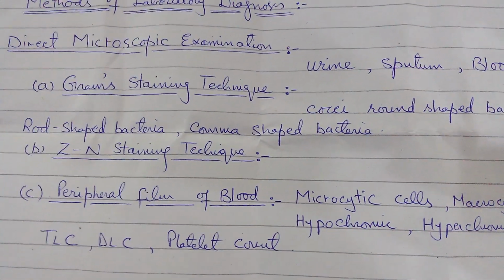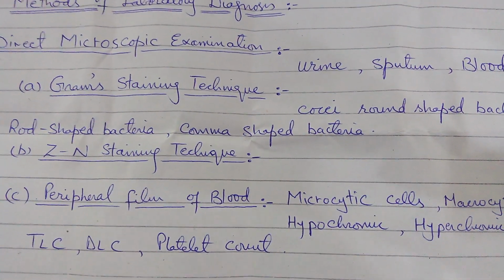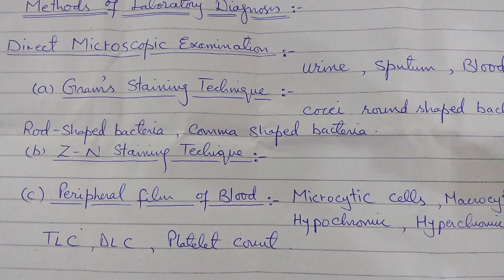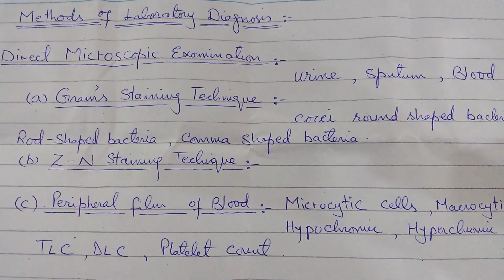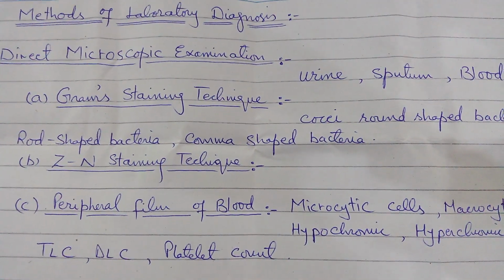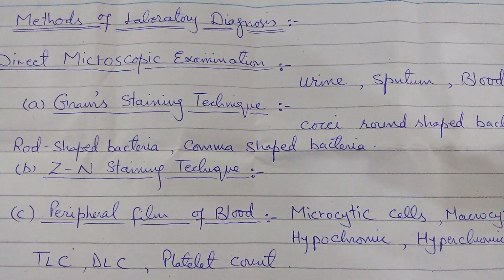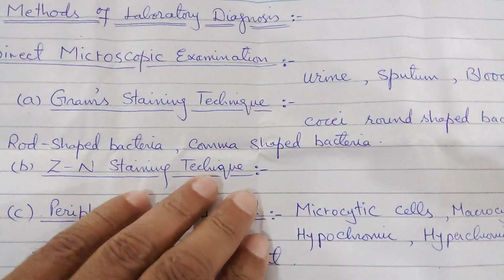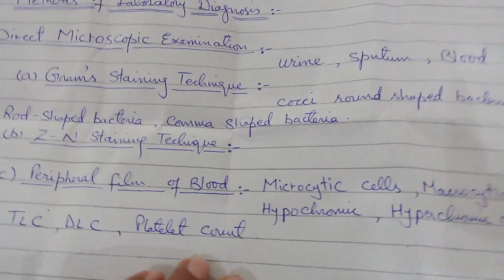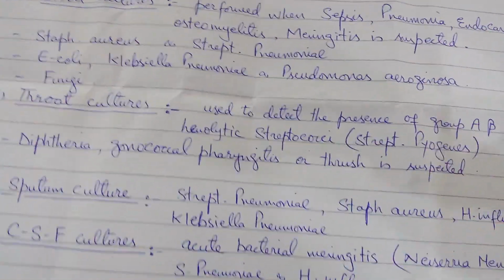Third one is peripheral film of blood. Through this peripheral blood film, we can directly see under the microscope total leukocyte count, differential leukocyte count, and platelet count. All these parameters help us to diagnose any indications of infection in the patient.